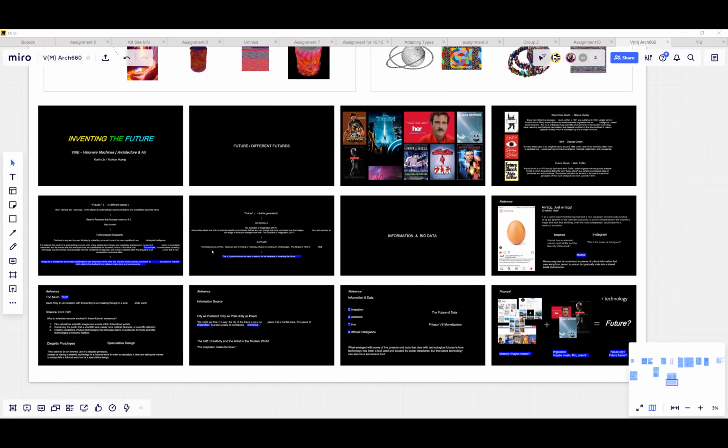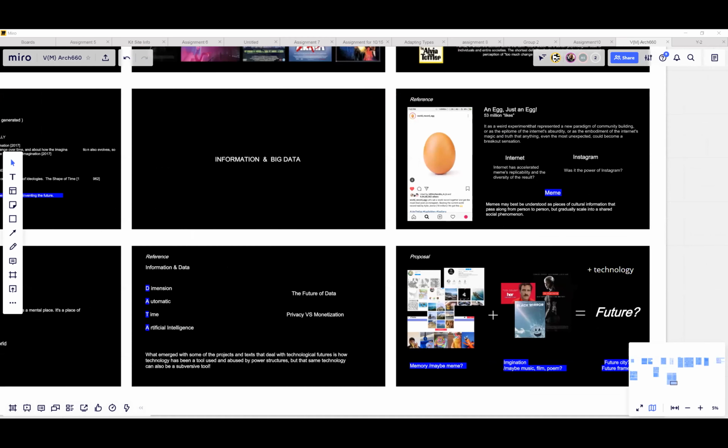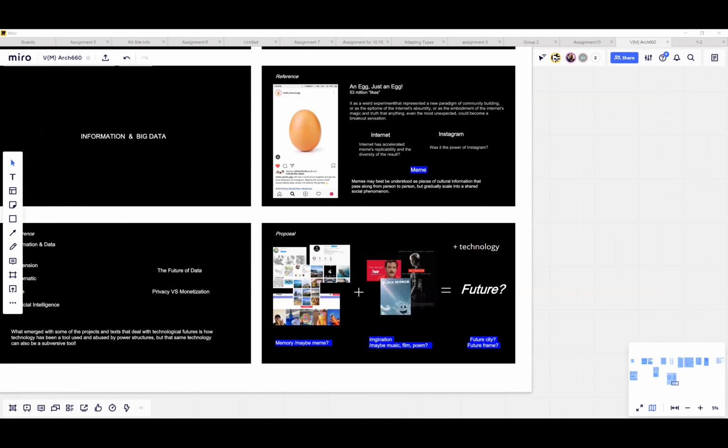Okay, just a question. In the last slide, you're showing memory images, then imagination equals future city. Is the approach here that you're going to scrape the internet, like Instagram, let's say, for images, and then somehow combine that information with something else, or what will be the goal here?